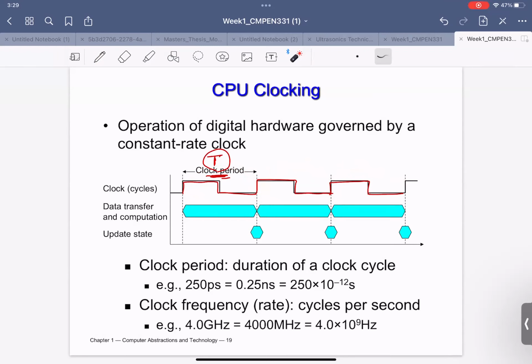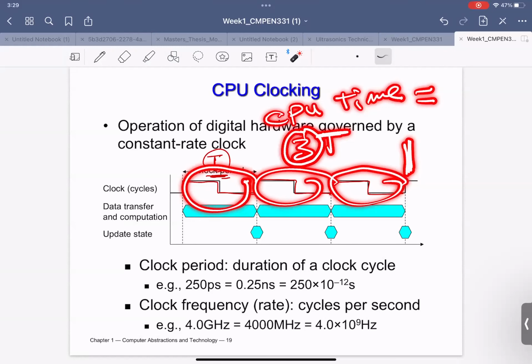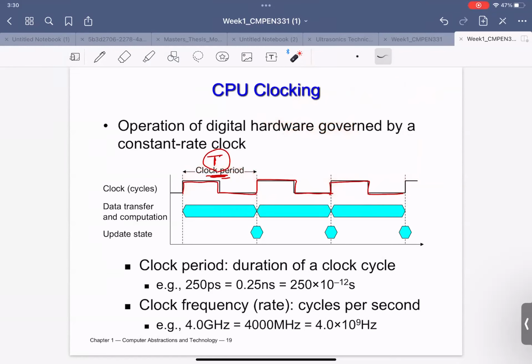As an example, in this particular case, assuming that your task finishes here, you have 1, 2, 3. So you have 3 multiplied by T. This is actually the CPU time in this case, equals 3T. As 3 is the number of cycles, not the instruction count, the number of cycles multiplied by the period of one cycle. Correct? So the whole CPU time will be equal to that.